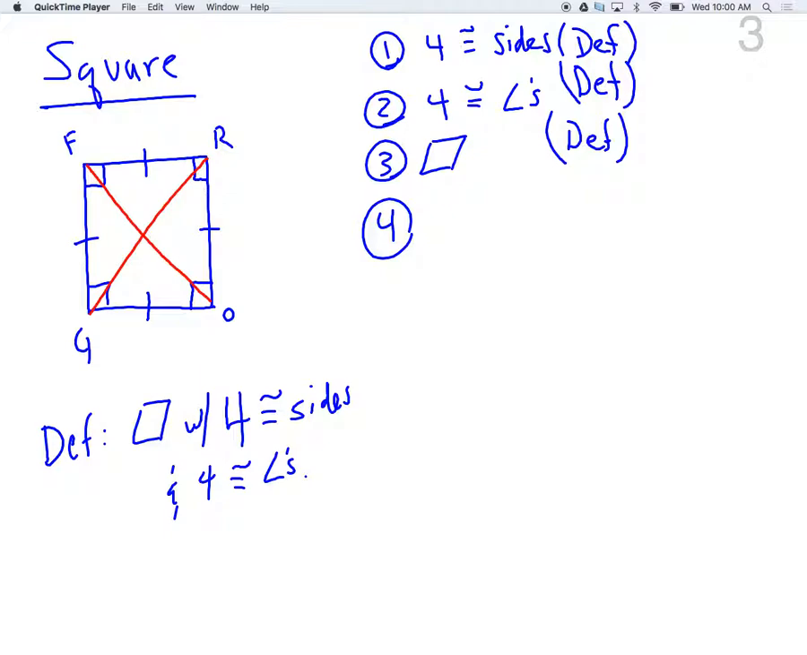Are the diagonals perpendicular? Yes. No. Look at it. Don't trust the picture. Pictures lie. They are. Yeah, I think so. Can you prove it?